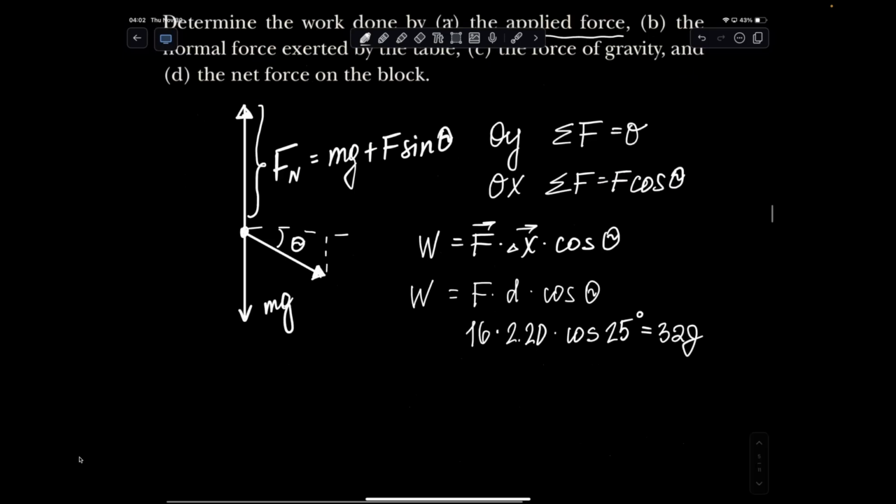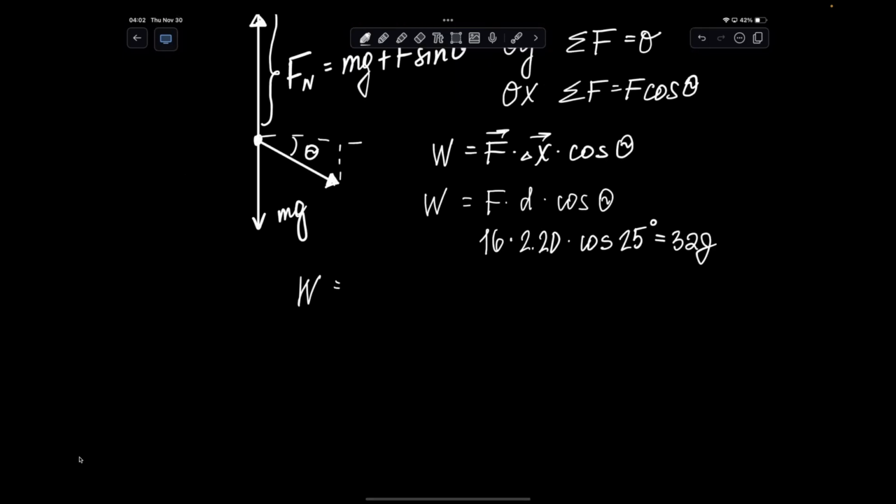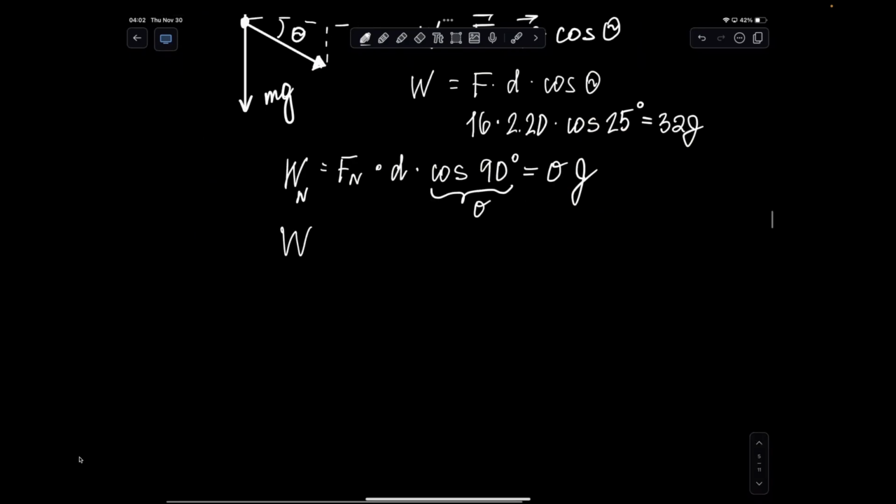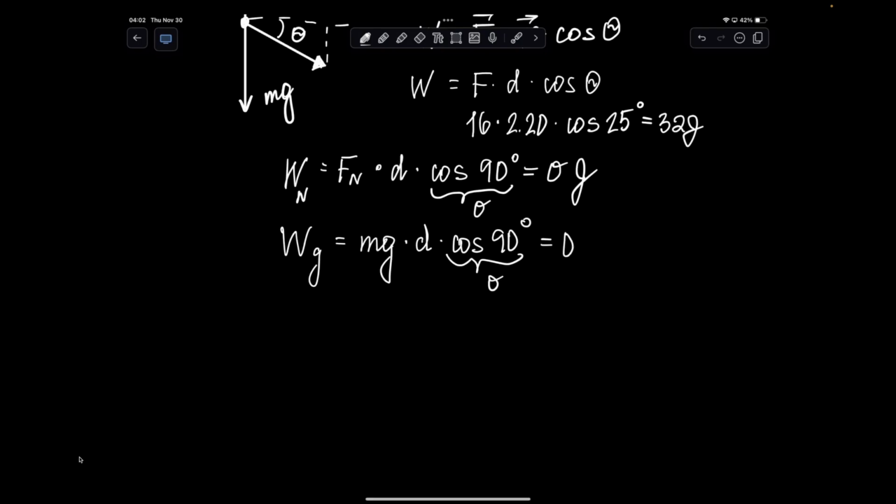By the normal force exerted on the table, work is going to be normal force, whatever it is, times d times cosine of 90. Even if they asked me to find the normal force, I could have, but why bother if I know that this is going to be 0, and therefore the work done by the normal force is also going to be 0. C, the force of gravity, same thing. Force of gravity will be doing 0 work because it's perpendicular to the displacement. Cosine of 90 is 0, so 0 joules.